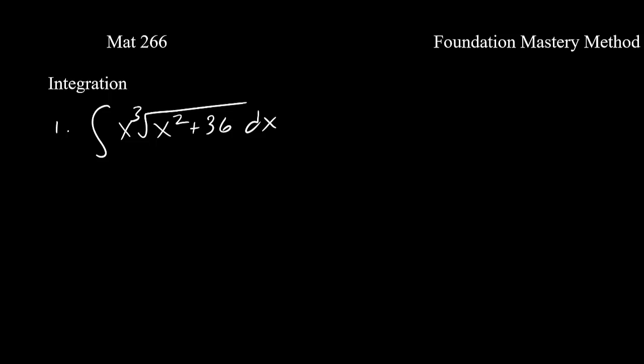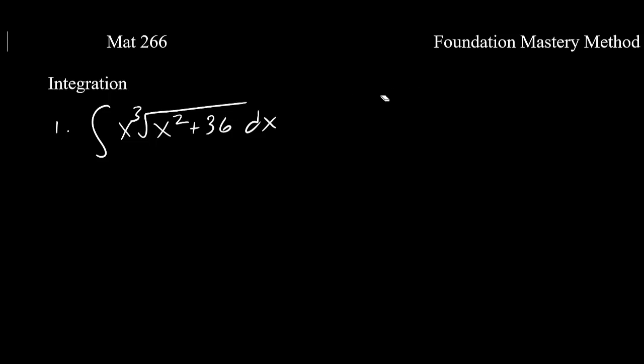Now let's look at an example where we can use either a trig substitution or an algebraic substitution. So suppose we're trying to integrate x cubed times the square root of the quantity x squared plus 36. Well, one way we could do this is using a trig substitution. We could let x equal 6 times tangent of theta. But I'm going to show you another way that we can do this same problem using an algebraic substitution.